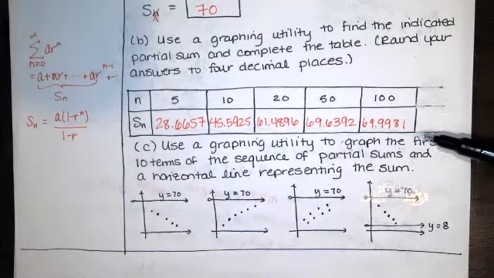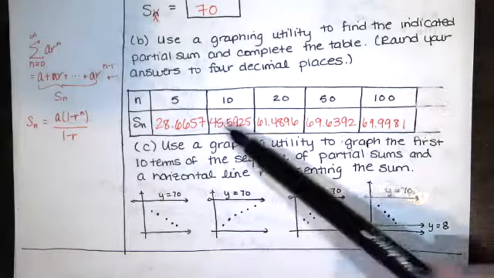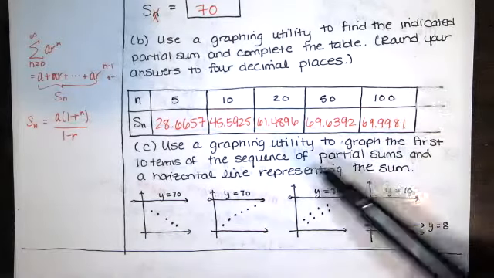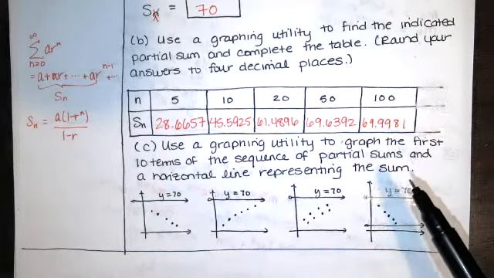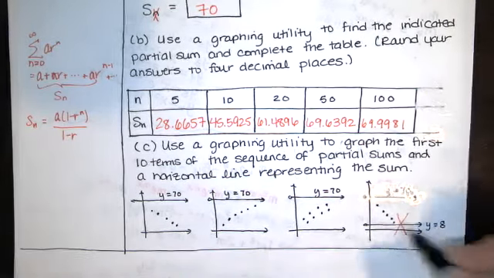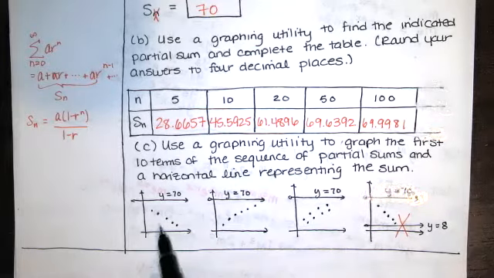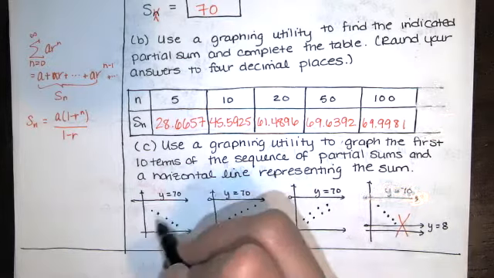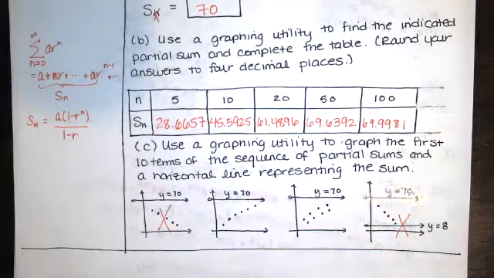So they want us to graph the first 10 terms of the sequence of partial sums. Remember that the sequence of partial sums should be getting closer and closer to 70, right? And the horizontal line representing the sum is y equals 70. So right away, when I see this y equals 0.8 over here, I know it's not this one. And over here, as n goes to infinity, the sum of the series is supposed to approach this line. So that's definitely not the one. So it's either got to be this one or this one.